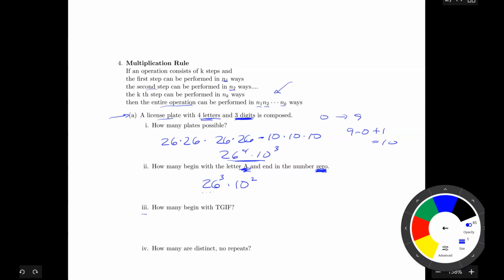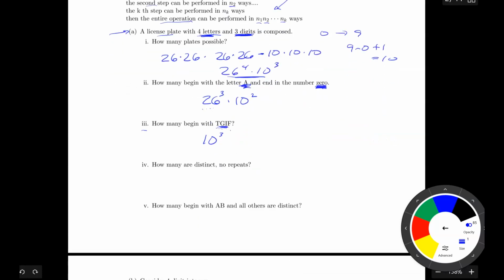All right, how many begin with TGIF? Well, if I'm beginning with TGIF, I've already picked the 4 letters. So what's left to choose but the 3 digits? So it's just 10 cubed.